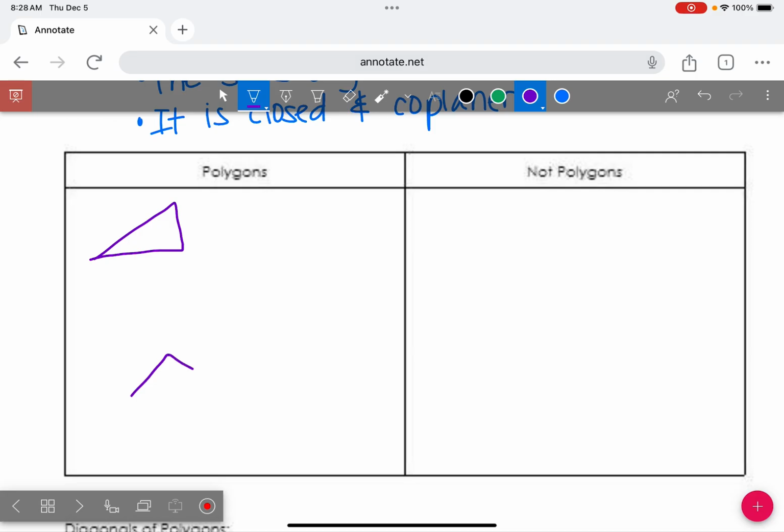We could have a pentagon. That would be a polygon, okay? It's got straight edges and sides. The sides are only intersecting at the vertices, and then it is also closed and coplanar. In this specific example, we call this a convex polygon.